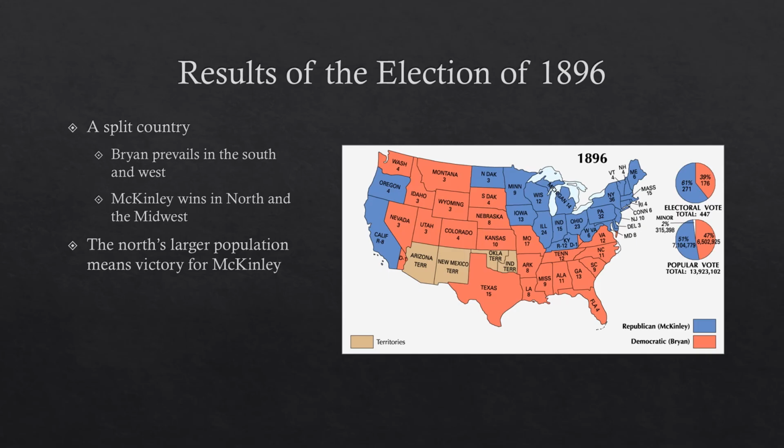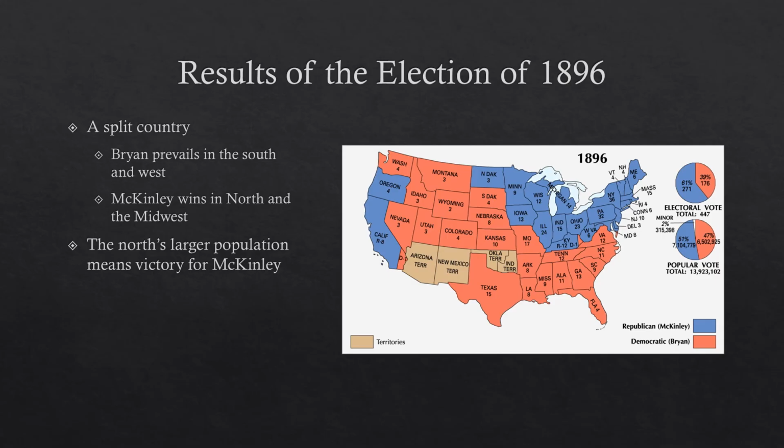And so anyway, when it comes time to vote in the election of 1896, you see that the country is largely split. The agricultural West and South are strongly in favor of Bryan, and so all of the agricultural states end up going to Bryan. But McKinley is able to win the entire industrial North and the Midwest, plus California and Oregon.